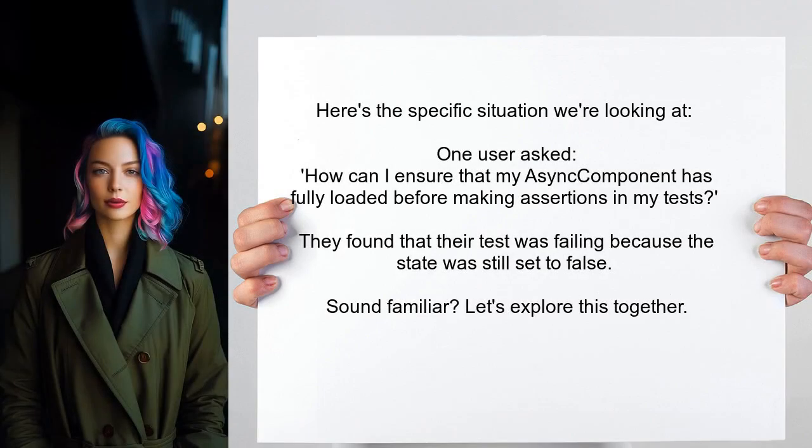Here's the specific situation we're looking at. One user asked, "How can I ensure that my async component has fully loaded before making assertions in my tests?" They found that their test was failing because the state was still set to false. Sound familiar? Let's explore this together.